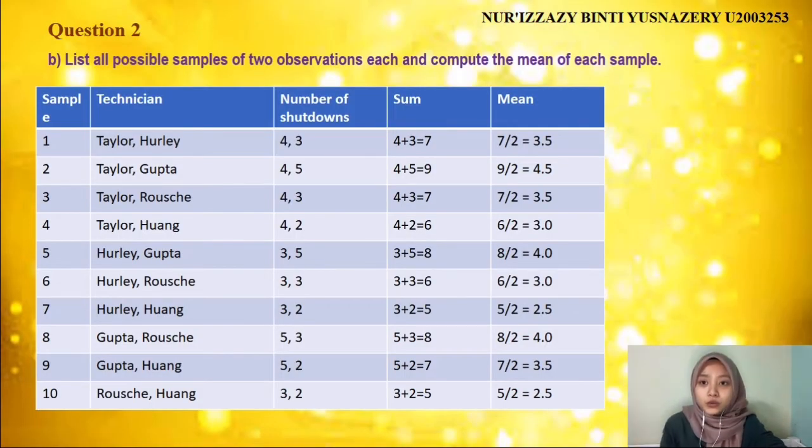So question 2b, list all possible samples of 2 observations each and compute the mean of each sample. From the previous table in question 2a, you need to list down all the possible samples of 2 different technicians in the table. And we will get Taylor with Hurley, Taylor with Gupta, Taylor with Roger, Taylor with Huang, and so on. To compute the mean of each sample, first you need to sum up the number of shutdowns, which you can get from the previous table too. Then after you sum up, you have to divide the answer by 2, because there are only 2 technicians in each sample. Then you will get the mean of each sample.